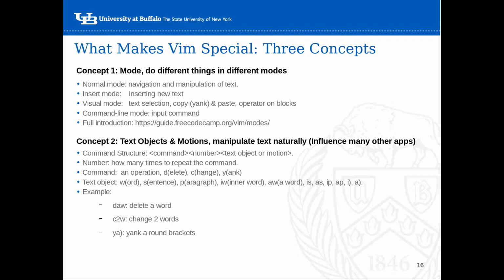So what if you want to change two words, right? So you have C2W. So this means I want to change two words, all right? And also if you want to copy everything of a bracket, you use yank a bracket. So after you become familiar with this language, you will feel everything is very natural and you can compose your own sentence to do different things. So let's try this a little bit.